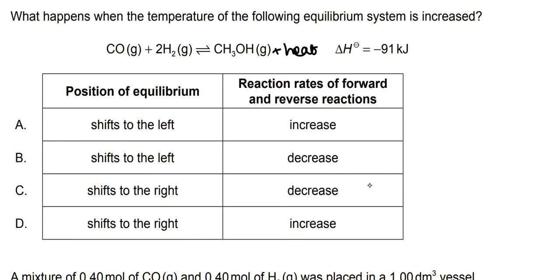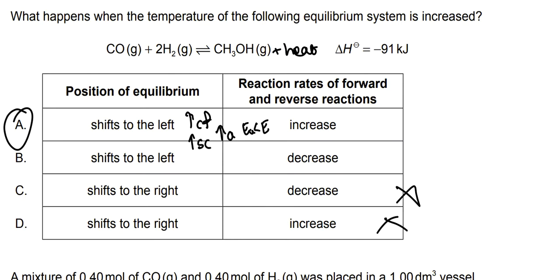So this is done, and the reaction rate of the forward and reverse reactions would increase because we have an increase in temperature. Increase in temperature results in greater collision frequency and greater successful collisions, greater ability to overcome activation energy. So energy greater than activation energy is more likely.